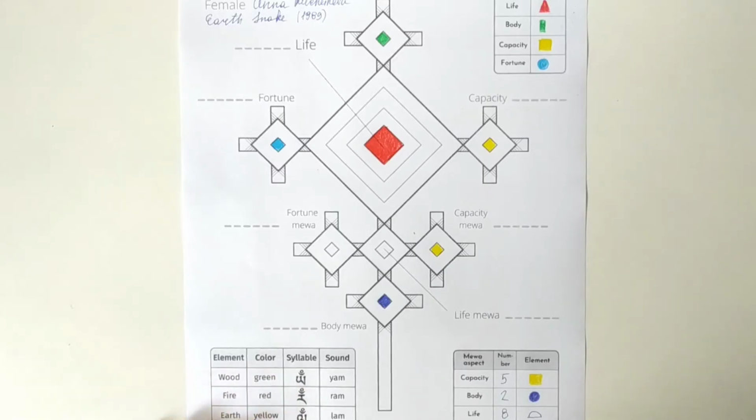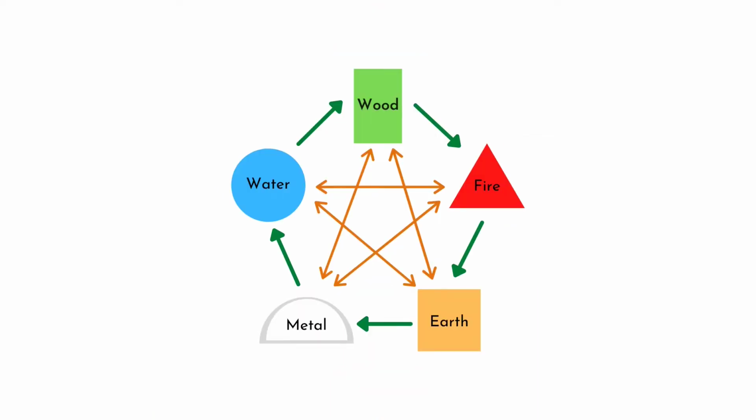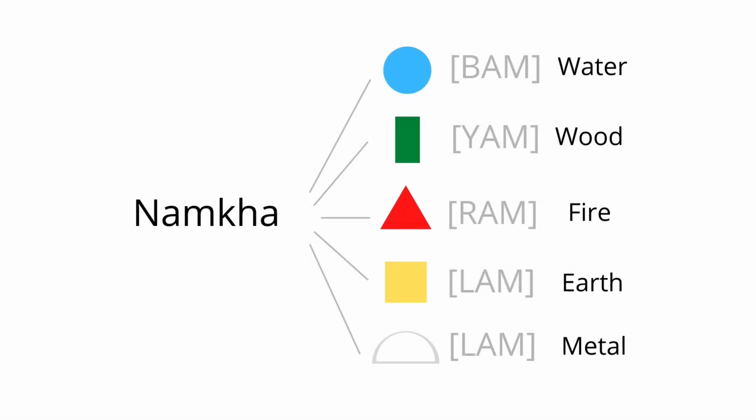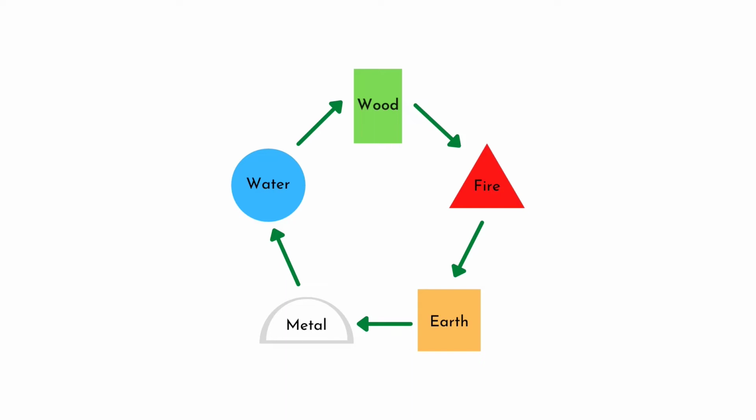To harmonize aspects, we need to wrap each of them with color stripes. They also symbolize five primary elements. Now let's learn the rules of harmonization. Harmonization is connected with the relationship of the five primary elements. We have the circle of five interdependent elements. They are connected with each other clockwise.